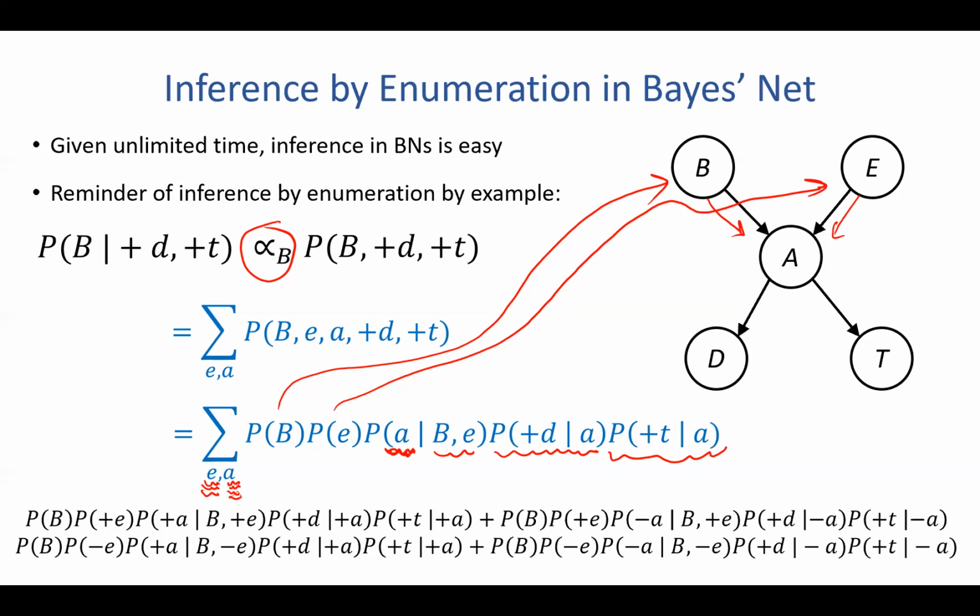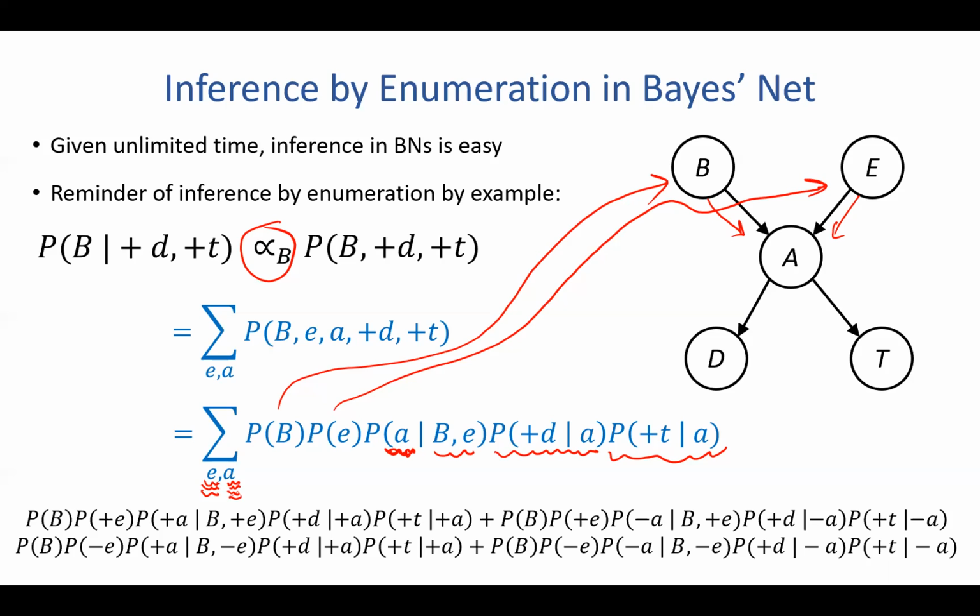If you look at this structure on your right, that is equal to this part, the sum over E and A of P(B, E, A, plus D, plus T). Why do we have E and A? Because of the Bayesian network structure, we have these two hidden variables, E and A. If you write down the probability according to this Bayesian network, it will look something like this.